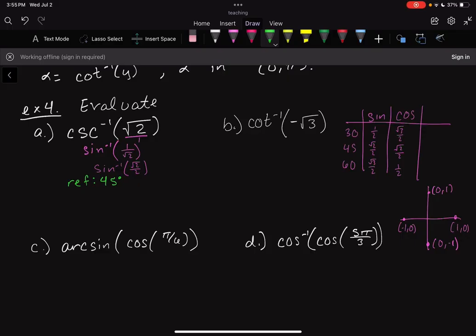So cosecant is also quadrants 1 and 4. The only difference is that we can't include 0. But that's fine because we're not. This is a reference of 45. So if it's positive, that means it's going to be in quadrant 1, just like sine. So this answer is 45 degrees, or pi over 4.